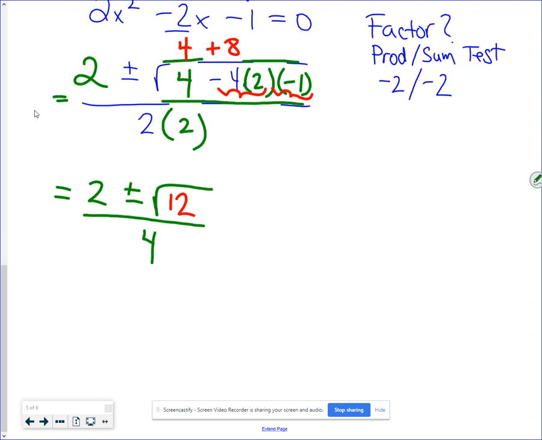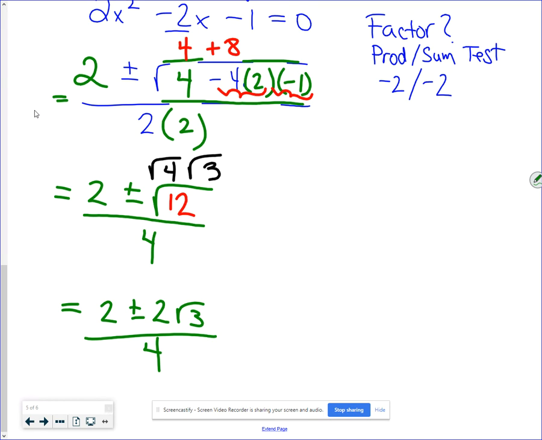So now we need to reduce the square root of 12. Square root of 12, what perfect square divides it? 4 does. Times 3, right? So we can break this down to the square root of 4, square root of 3. So now we got 2 plus or minus 2 square root of 3 over 4. And that's our other two roots. But we just gotta make sure it's always simplified. These numbers that are on the outside, form like a triangle. If there's a number that goes into all 3 of them, you gotta reduce it. So we can divide these all by 2.